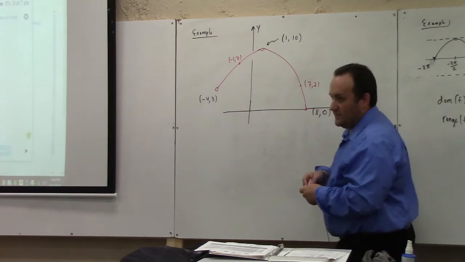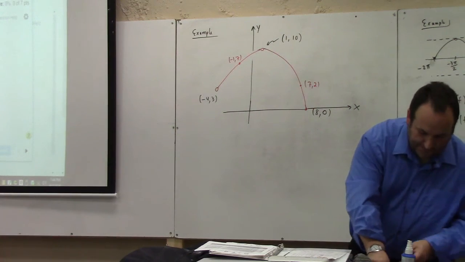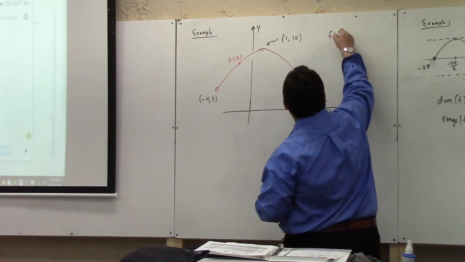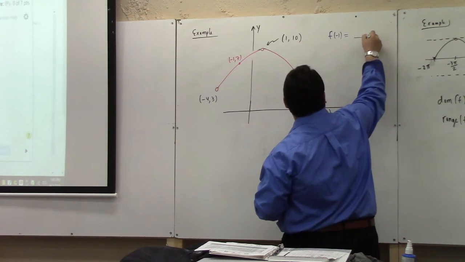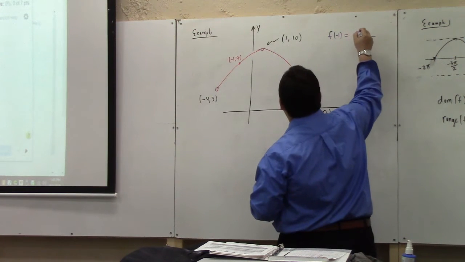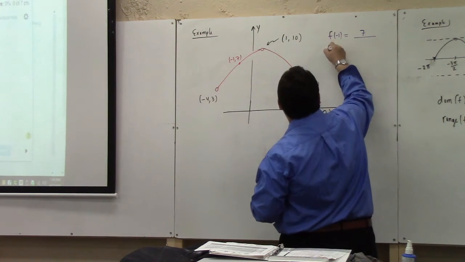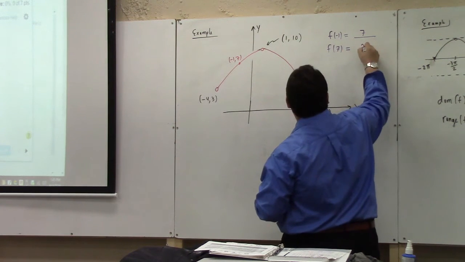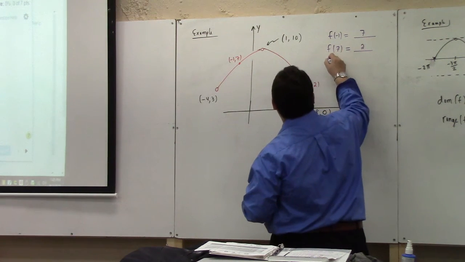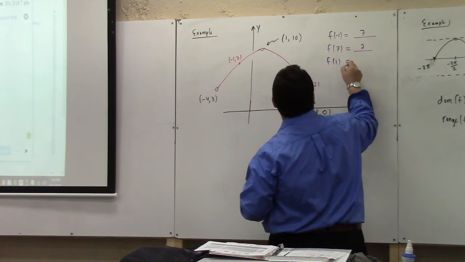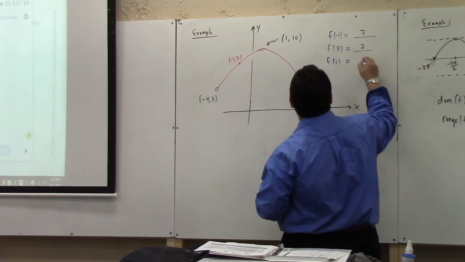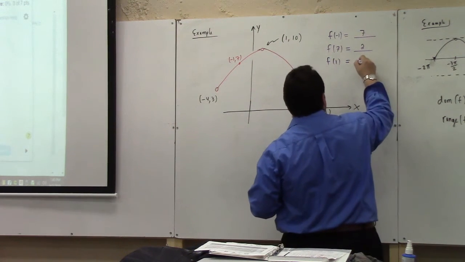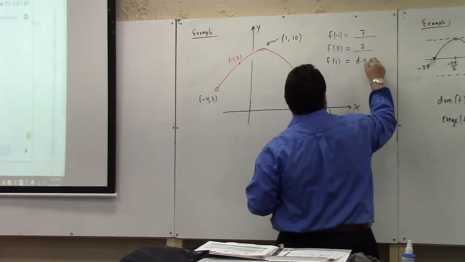Let me start with some easy questions. Can you tell me f of -1 equals what? 7. F of 7 equals what? 2. F of 1 equals what? It was a trick. That's an open circle. See, I got you.